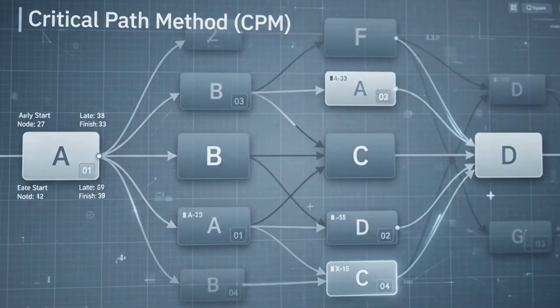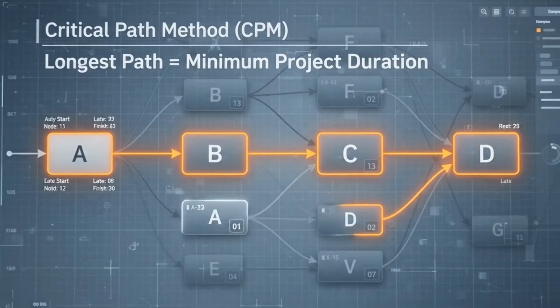Critical Path Method identifies the longest sequence of dependent activities that determines the minimum project completion time.